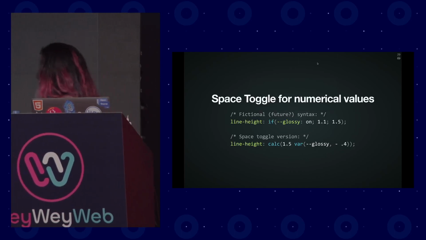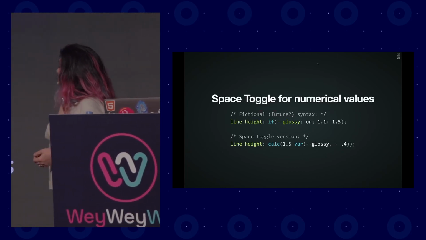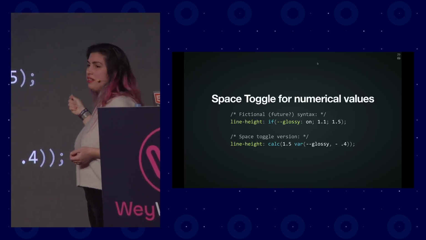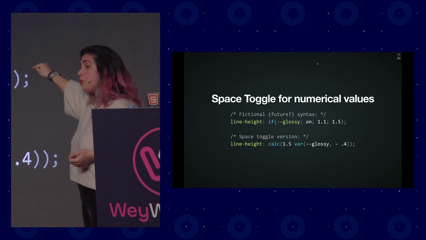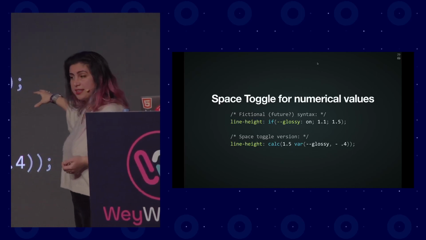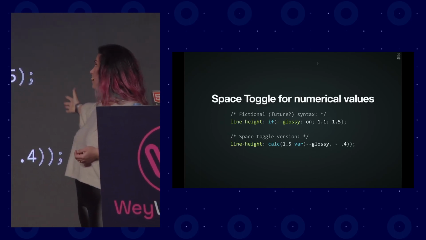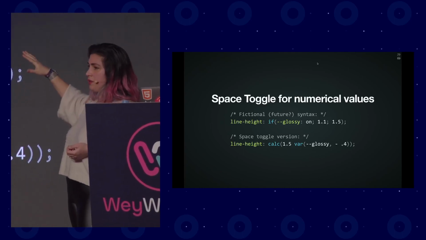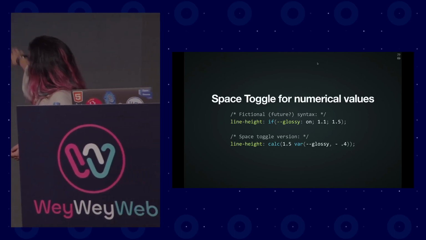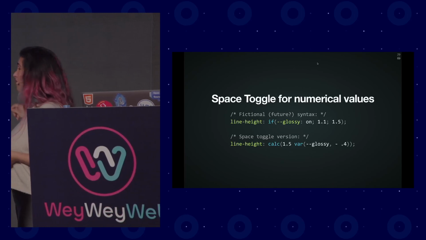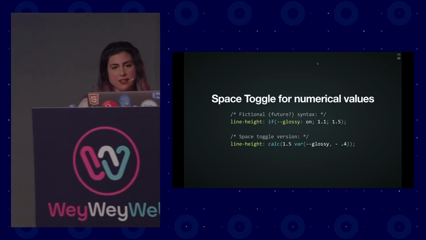So to recap, because that can be a little tricky, we are actually discussing having a proper ternary function in the CSS working group. The first thing will happen eventually. Maybe not with that syntax, maybe not with that name, but we are discussing it. It is coming, but it's going to be in the future, like years down the line. So we can't do that right now. But we can do the space toggle version, which is more awkward, but it does get us there.